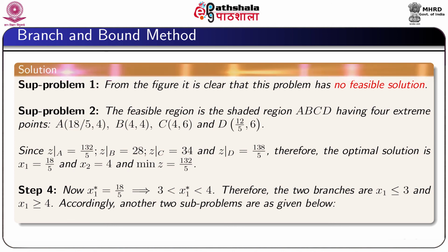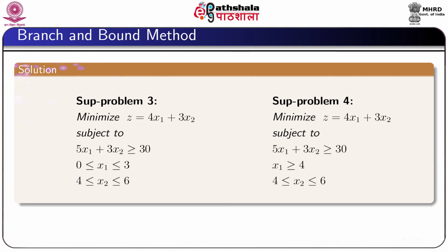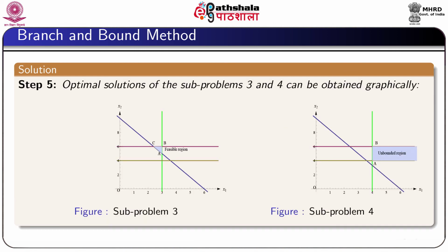We see that x1 star lies between 3 and 4. Therefore, the two branches will be x1 is less than or equal to 3 and x1 is greater than or equal to 4. Accordingly, we have another two sub problems, sub problem 3 and sub problem 4, as shown in this slide. Now, the optimal solutions for these two sub problems can be obtained graphically. The graphs are shown on this slide.